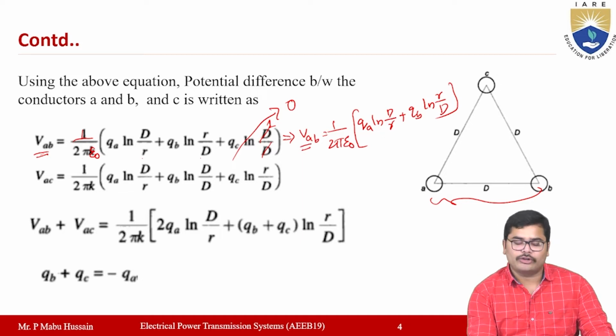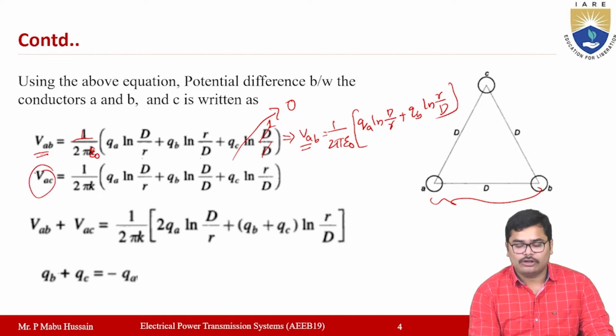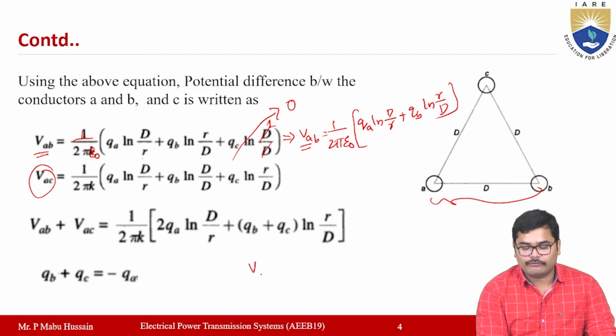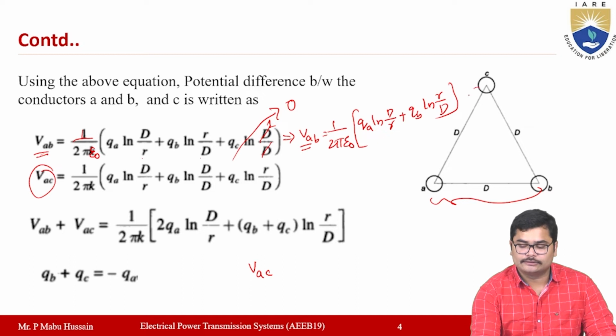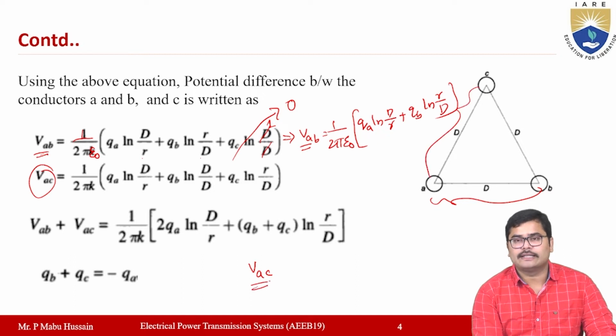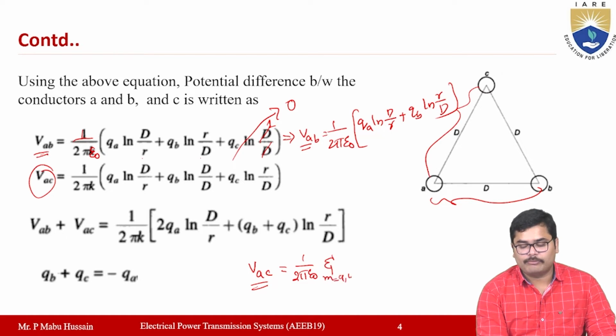Right. Similarly, if you want to develop the potential difference equation between the conductors A and C, how can you write it? We are going to develop the equation for potential difference between the conductors A and C here, represented with VAC. That VAC is equal to 1 by 2 pi epsilon naught sigma M equal to A, B, C of QM ln DCM by DAM.